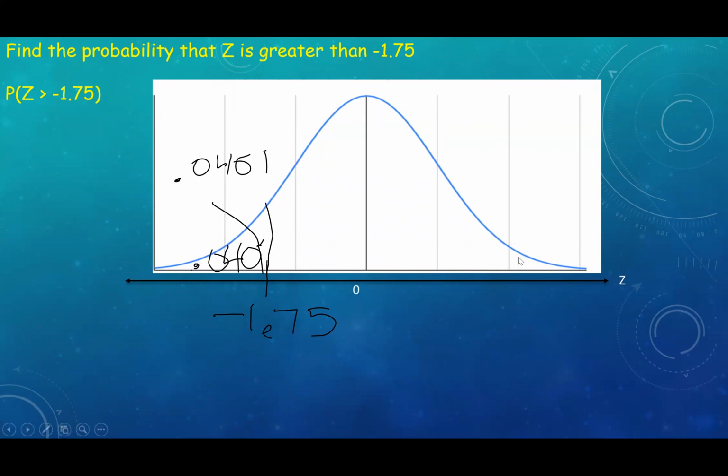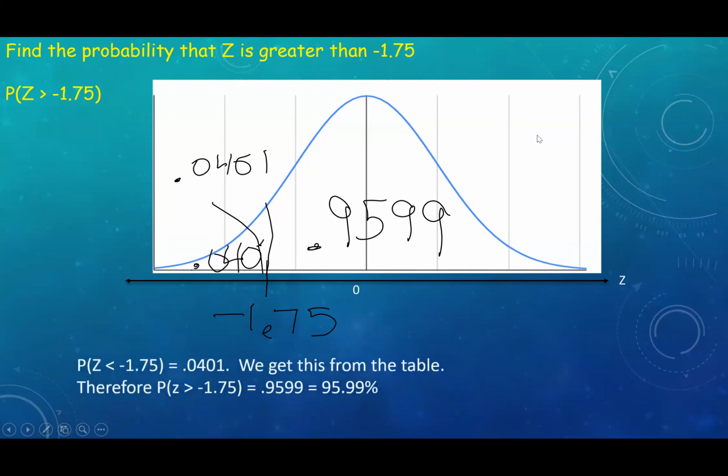That's everything over here, this whole area under the curve. So that would be 0.9599 because 0.9599 plus 0.0401 is equal to 1 whole. So the probability that z is less than negative 1.75 is 4.01% or 0.0401. Therefore, the probability that z is greater than negative 1.75 is 1 minus that, or 95.99%. Let's try another one.